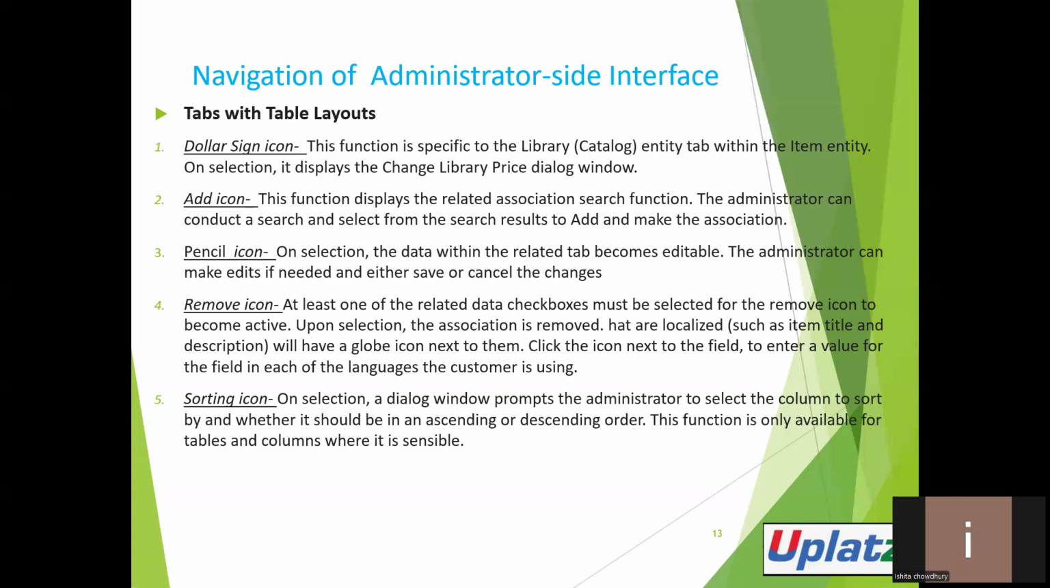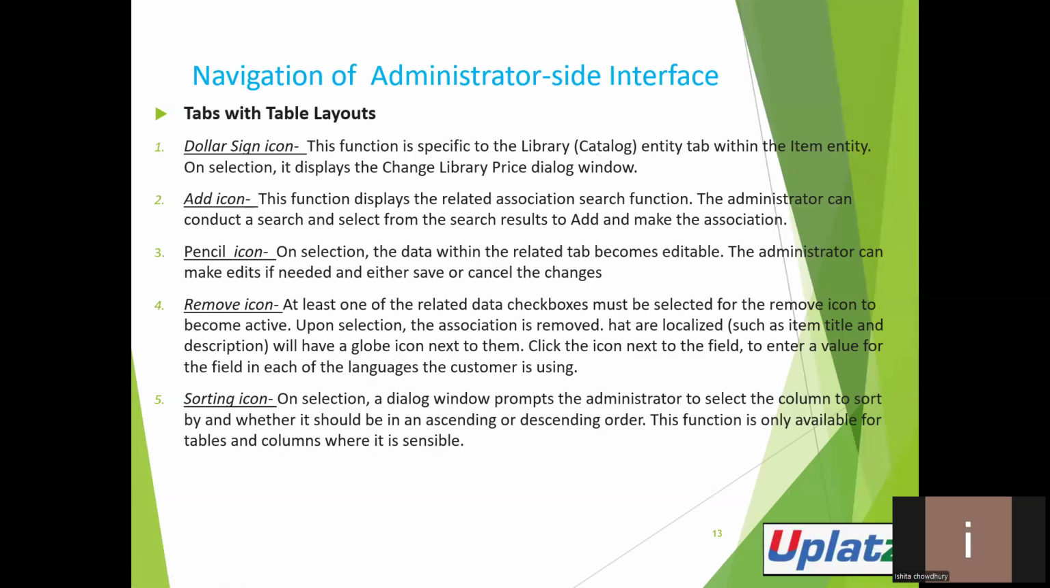So I remember that in one of the sessions we talked about LMS finance. When I talk about LMS finance, what does it represent? It represents that a cost is associated, right? A certain amount either in dollars, pounds, Malaysian ringgit, or dirham. It can be any currency across the globe. So whatever country translations or implementations are being used by the customer, if there is any cost associated to the item, it will be available under the dollar sign icon. So this function is specific to the library or catalog entity tab within the item entity. On selection, it displays the change library price dialog window.